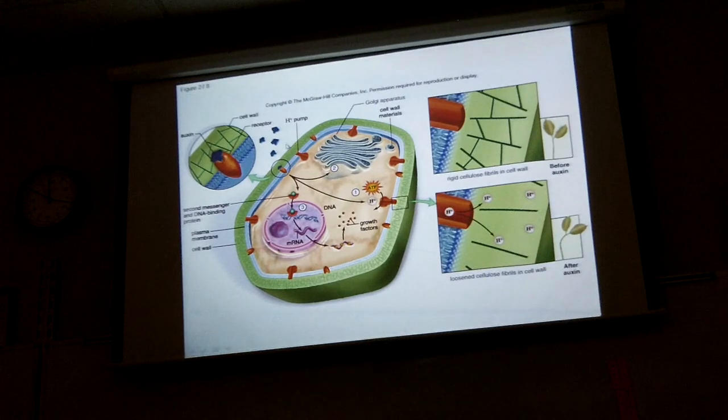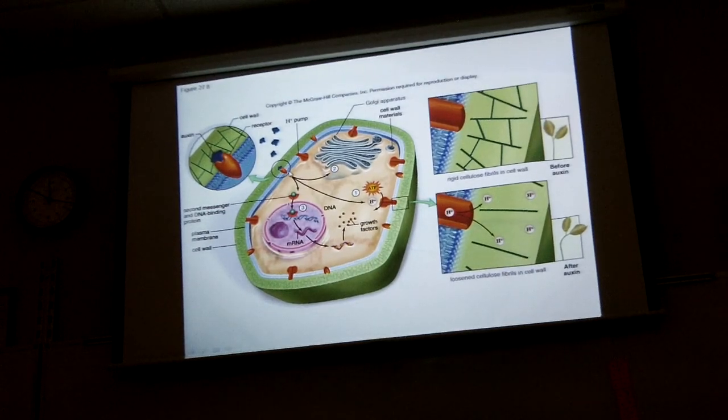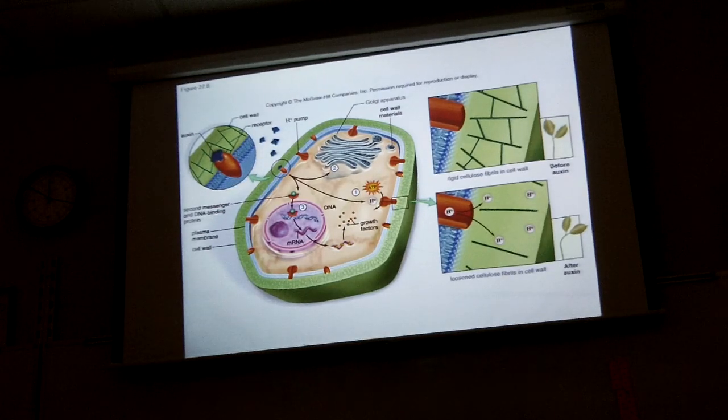Well, anyway, what goes on here after the hormone attaches, there is a signal that goes into the nucleus of the cell. There is a protein that is released that binds to another protein, and those enter the cell, and those cause the cell to transcribe the DNA and end up making what are called growth factors that cause the cell to elongate.